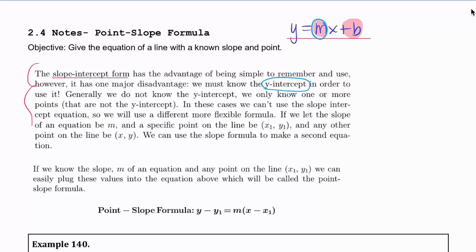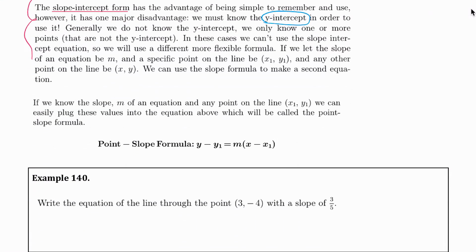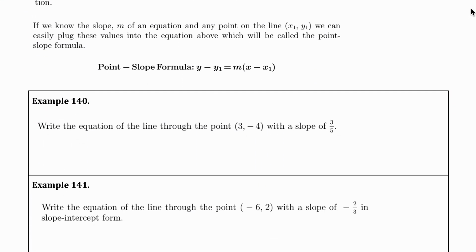So if we don't have our slope and our y-intercept, we're going to have to use a different formula instead of our slope-intercept formula to help us find that. And we call this formula, the one we're going to learn today, the point-slope formula. And it's named appropriately. We use it when we're given our m, when we're given a slope, and when we're given any point on the line. And we're going to call that point x1, y1.